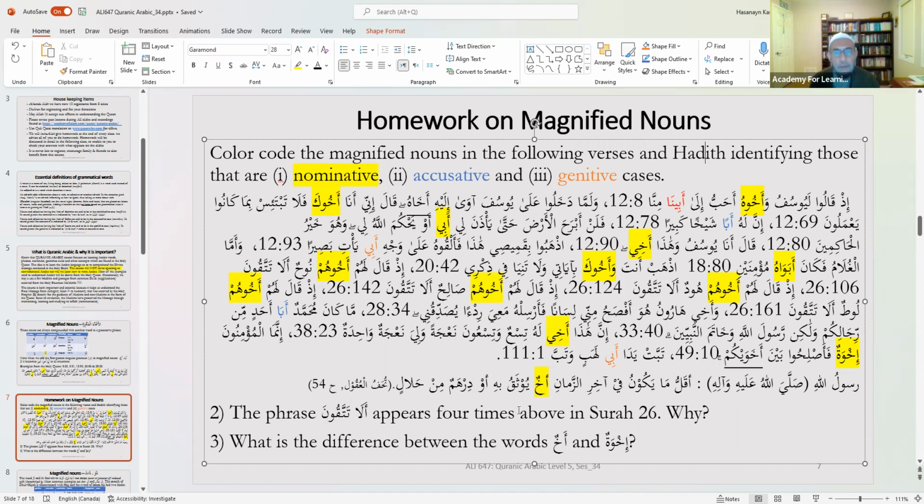The phrase Al-Taqul appears four times above in the surah. Why? Would anybody like to answer besides those who gave the homework? We have eight people this time in the class, and three of you gave us homework, so there are still six. Would anybody like to answer?